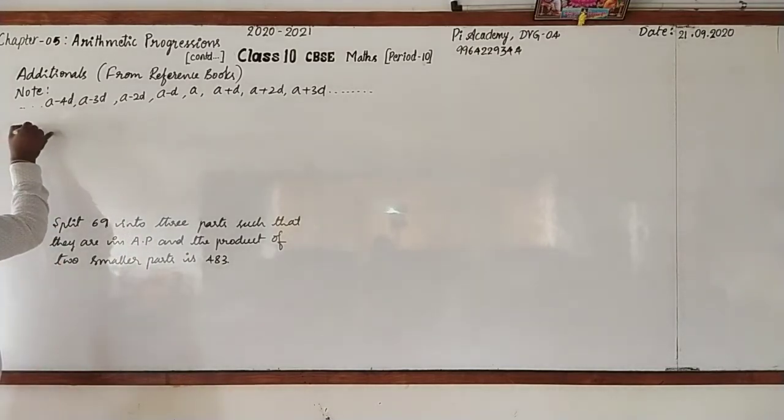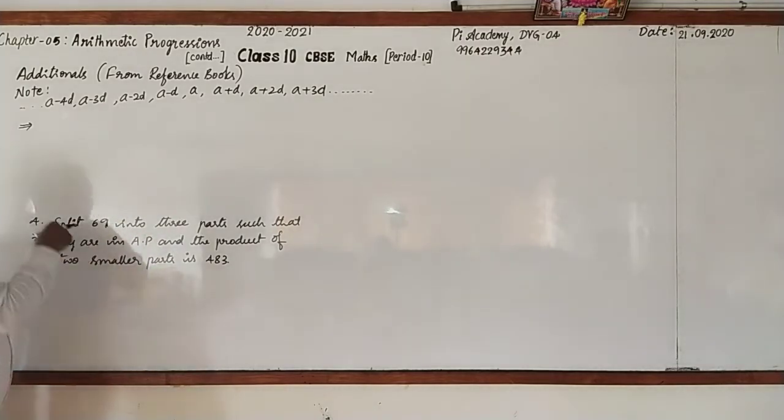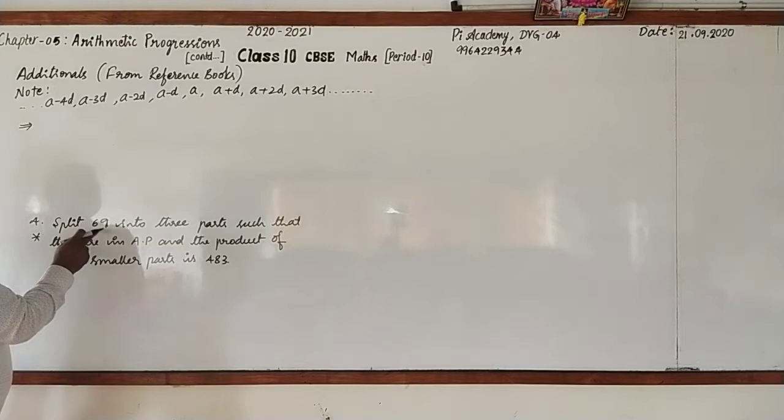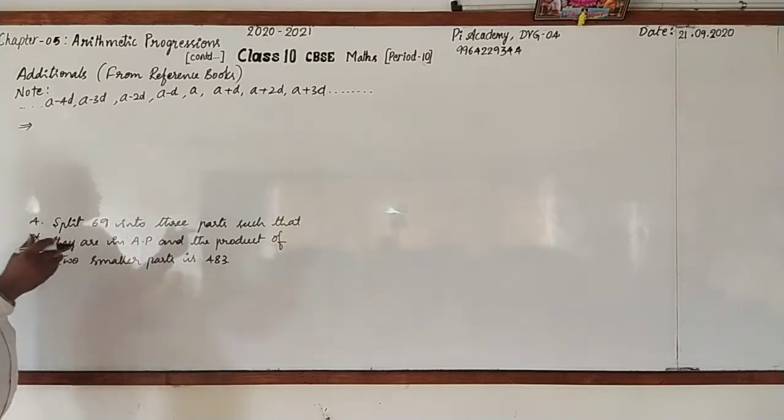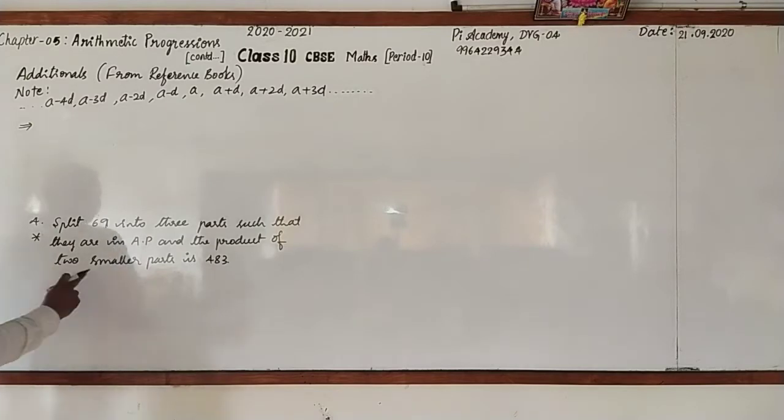Here we are going to select some number of terms. Look here. And then sometimes they will give their sum or product. Here also they are given. If 69 is split up into 3 parts, it means when you add all the 3 parts you will get 69. And when you multiply the 2 smaller parts we get 483. This is the given statement.